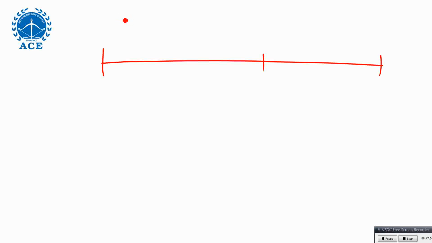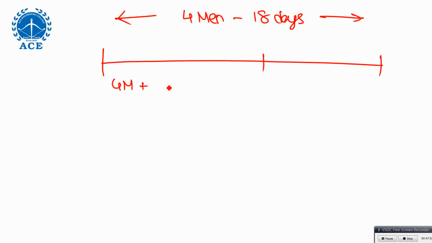I'm taking only the men's point of view. They said 4 men can complete the work in how many days? We got 18 days. We modified it, right? I'm taking only the men's point of view. We convert everything into men. So initially, who is there? 4 men along with 12 children along with 12 women along with 20 children.